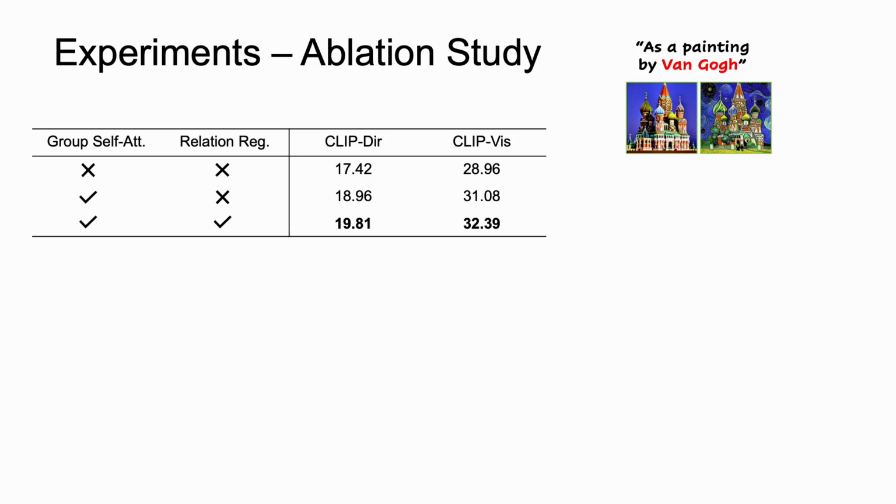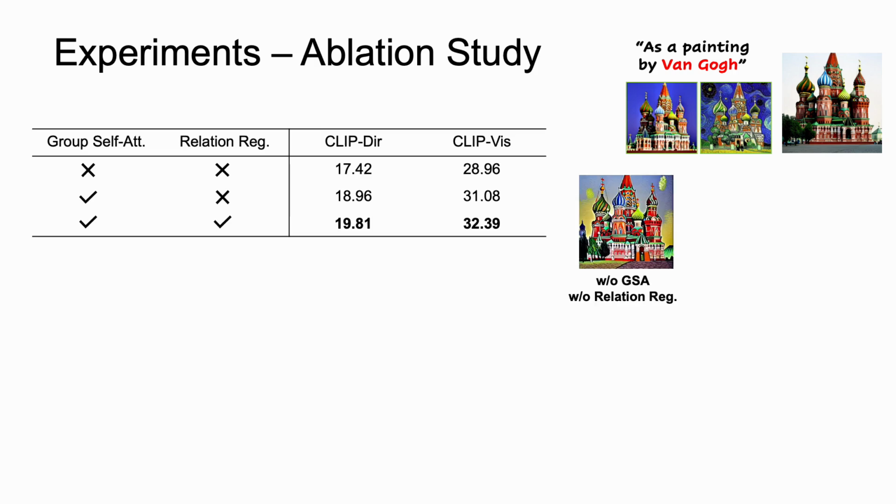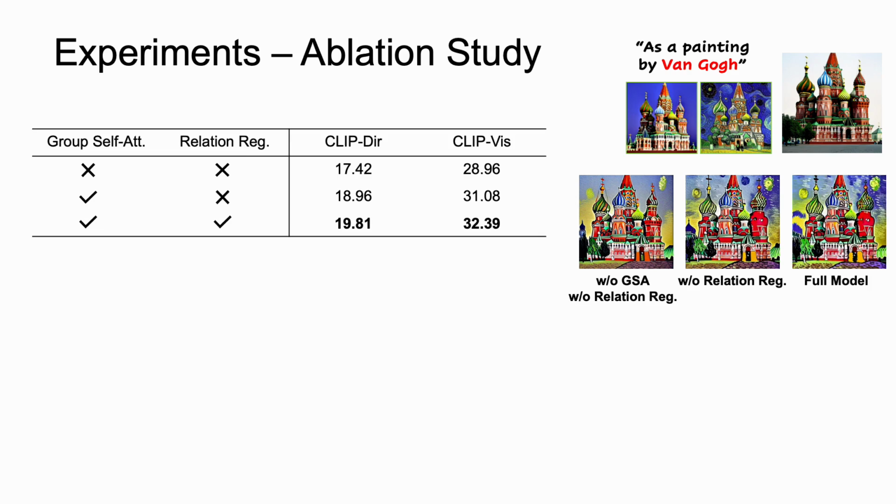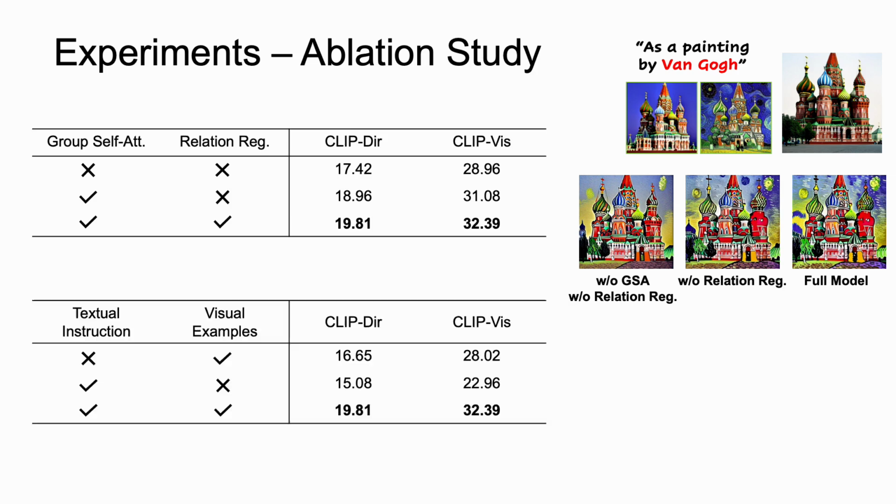Here is an example from the test set. We ask the model to transform this image into Van Gogh's painting. Without our novel design, the model is degraded to a plain autoregressive model, which has a poor performance in this instance. By using group self-attention, the performance is greatly improved. We further add relation regularization. The full model performs even better, exactly aligned with the exemplar images.